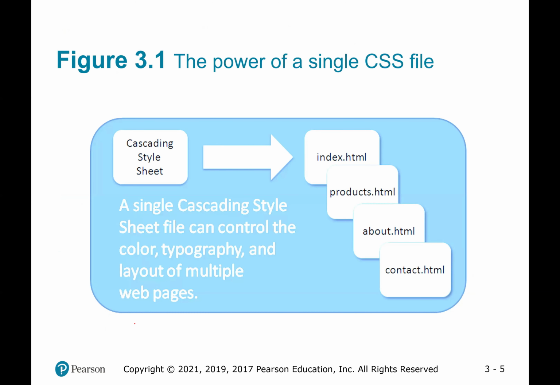In this figure, you can see how a single cascading style sheet file can do the design for a whole website. Say your website has four web pages, and you can use just one single style sheet file and apply the design rules there to every other HTML file, right? So a single cascading style sheet file can control the color, typography, and the layout of multiple web pages.